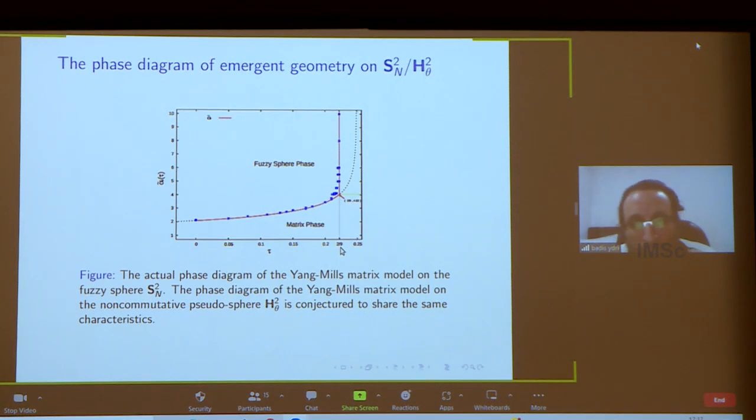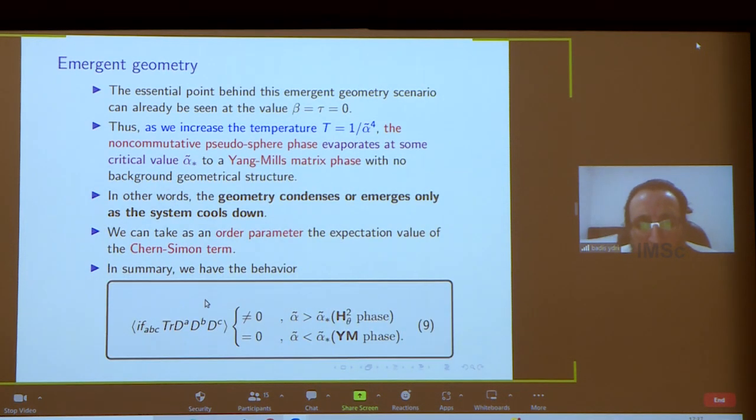So this is the picture in general, and the order parameter can be taken to be the chance time. It is non-zero in the pseudosphere phase, and it is 0 in the Yang-Mills phase. It is actually the term responsible for the emergent zone, for the condensation of the zone.